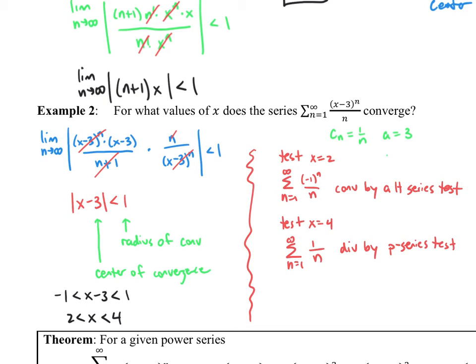And what we now know is that the final interval of convergence will be 2 is less than or equal to x, which is less than 4, because at 2 it's convergent by the alternating series test, and at 4 it's divergent by the p-series test. So that would be the full interval of convergence.